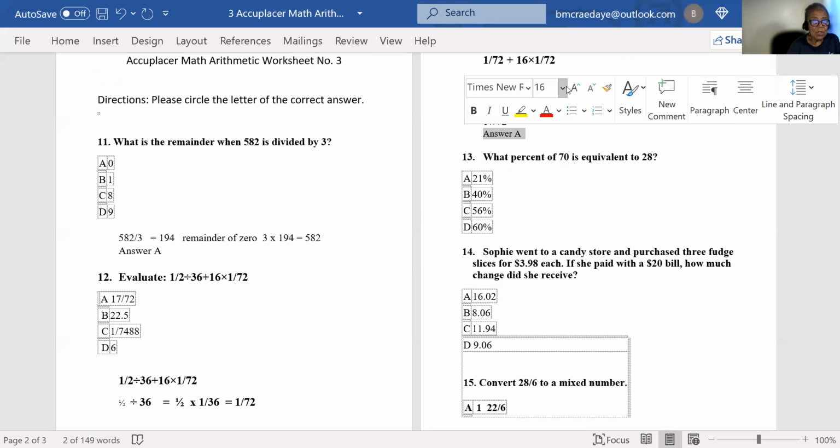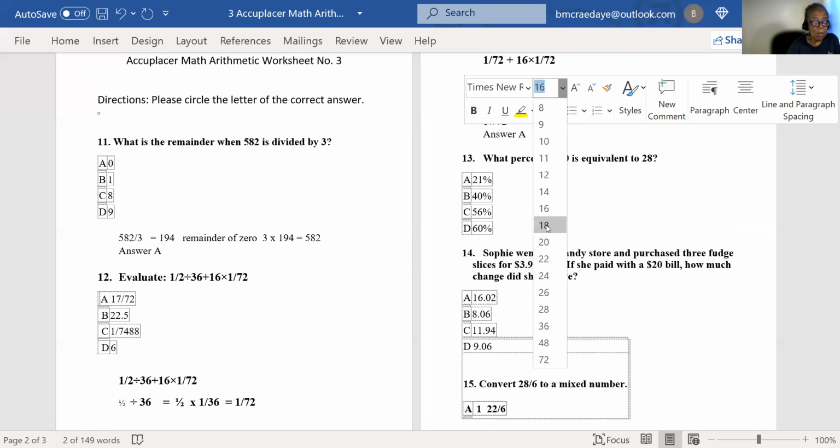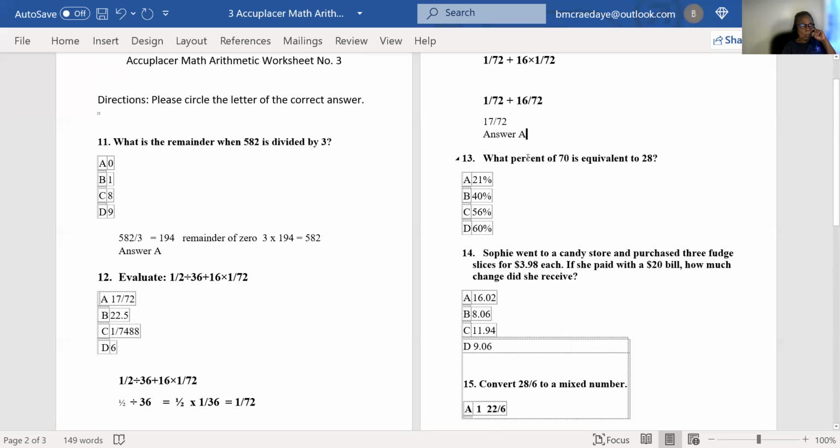Now, notice this problem. We used our order of operations, right? And we used the rule I gave you when you divide by a fraction, where you keep the first fraction, change the operation from division to multiplication, and then, I'm sorry, you flip the divisor and multiply.